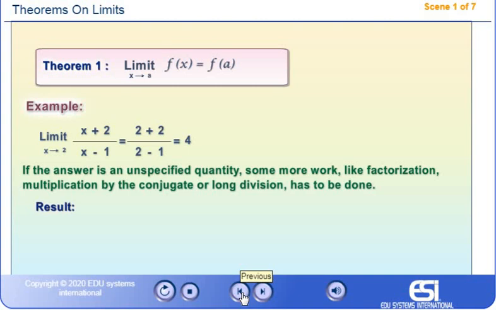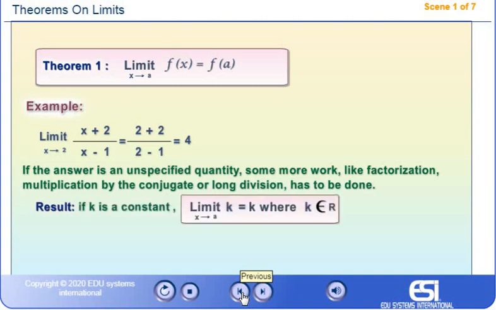Result. If k is a constant, limit of k as x tends to a equals k. k belongs to the set of real numbers R. Example: limit 3 over 7 as x tends to 2 equals 3 over 7.